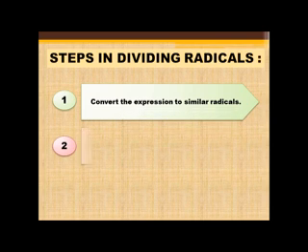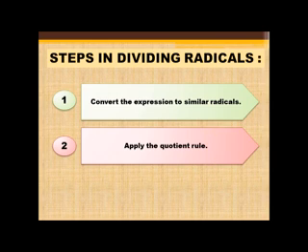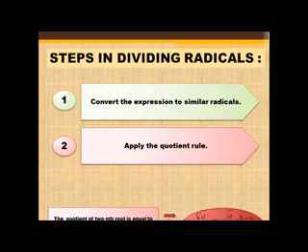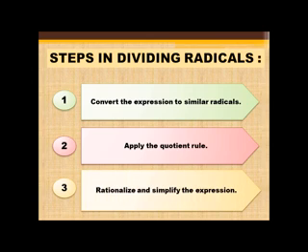Step 2 is to apply the quotient rule. The quotient rule states that the quotient of 2 nth roots is equal to the nth root of the quotient. Step 3 is to rationalize and simplify the expression.